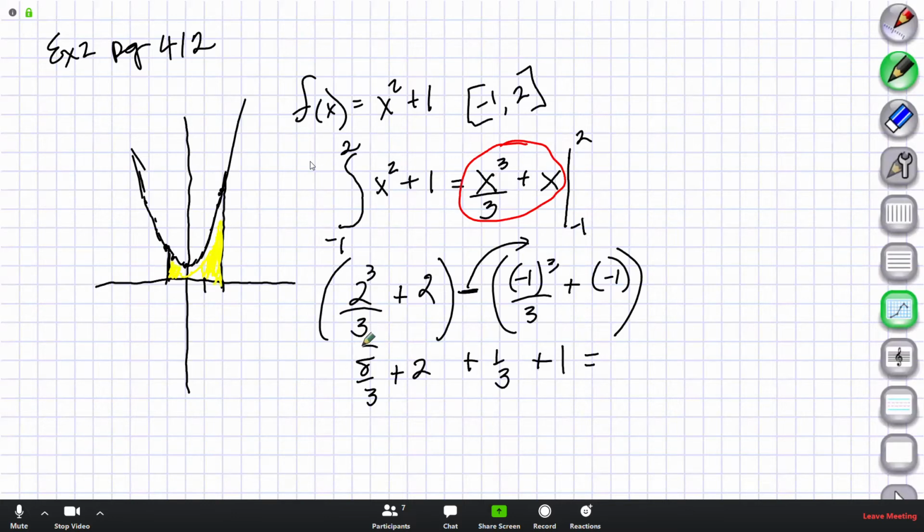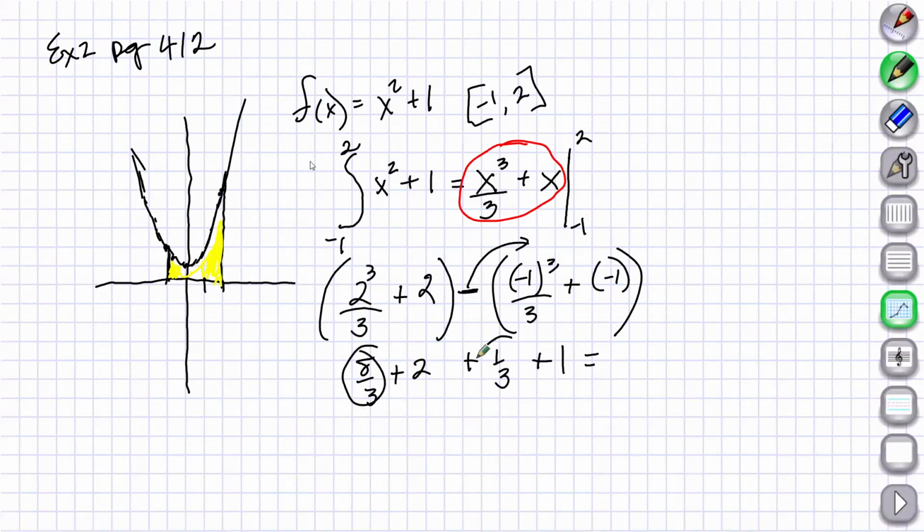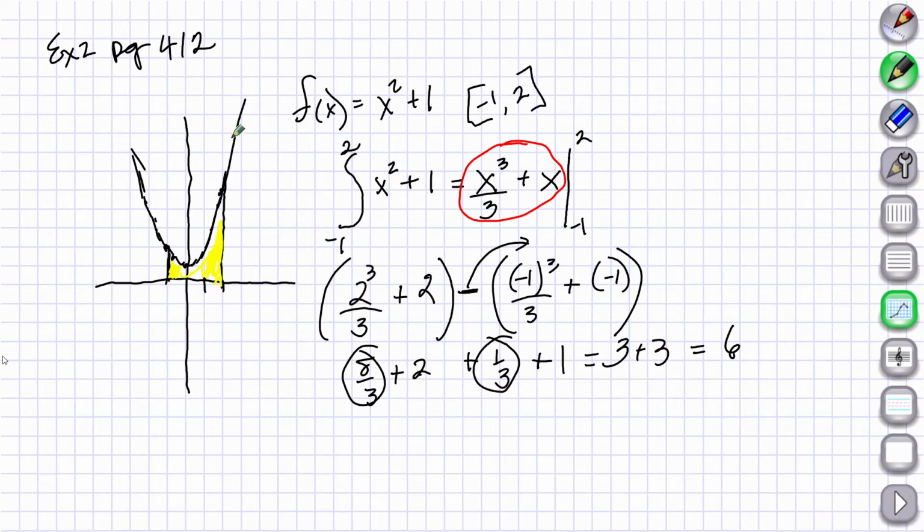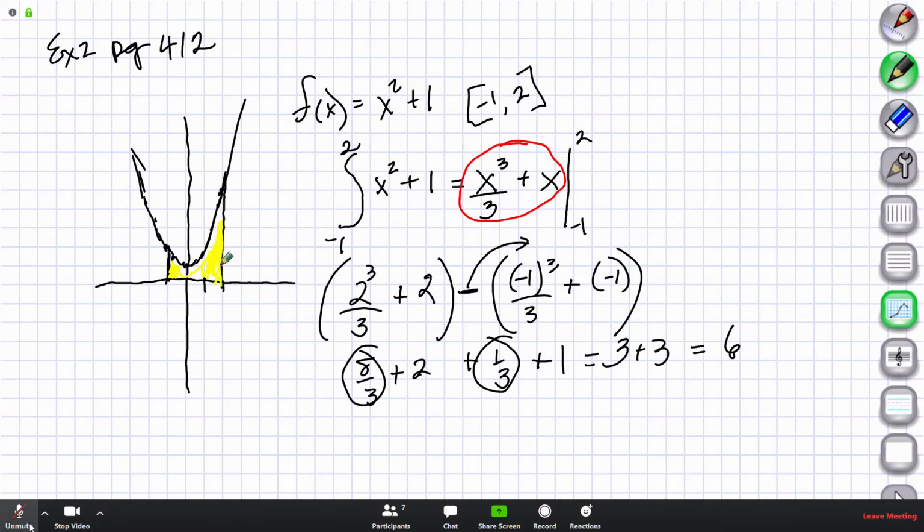All right, well, anyhow, if you add 8/3 and 1/3, you get 9/3, which is 3. And 2 and 1 makes 3. So altogether, this should add up to 6 units. And that's what they came up with. So rather than writing it out the way they did in the book, this is how we normally write this.